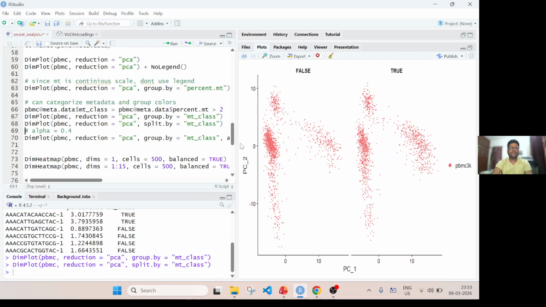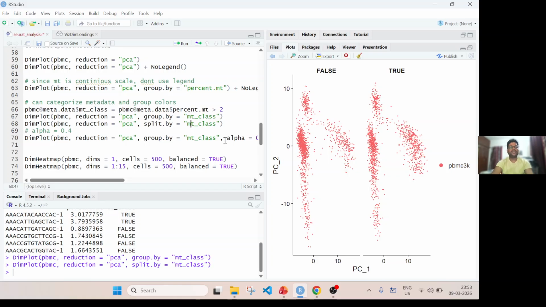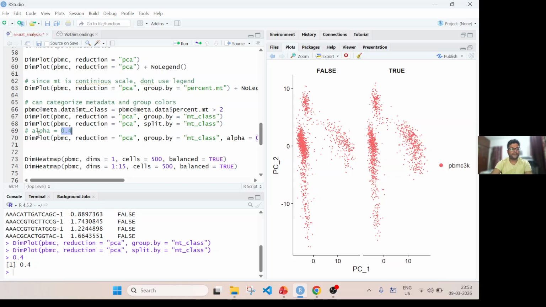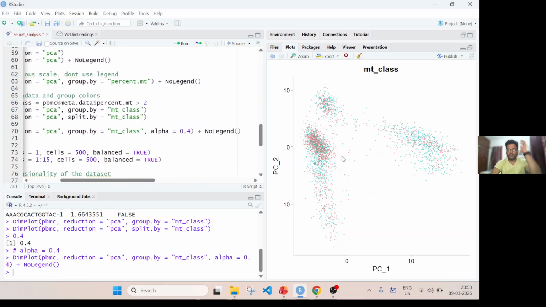So that shows we have removed the technical noise with respect to mitochondrial content. That means downstream, whatever noise comes, clustering will come, that will be the pure biological signal. You can also play around with this alpha parameter for the transparency. You can see that alpha equal to 0.4, and here you can see the dots over there.